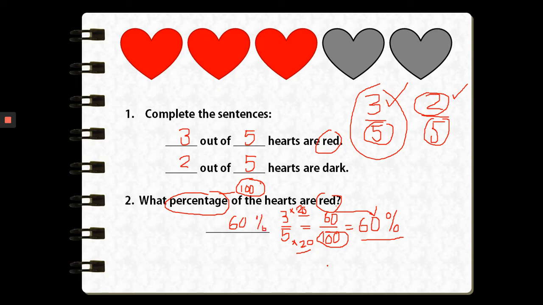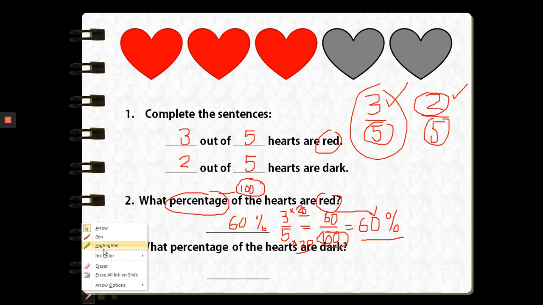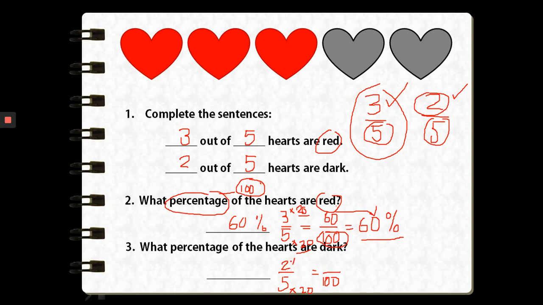All right, now let's proceed to number 3. Number 3 here is, what percentage of the hearts are dark? Now dark, in our fraction, is 2/5, right? Now we'll have to multiply 5 again by 20 to make this into 100. So 5 times 20 is 100, and then 2 times 20 is 40.